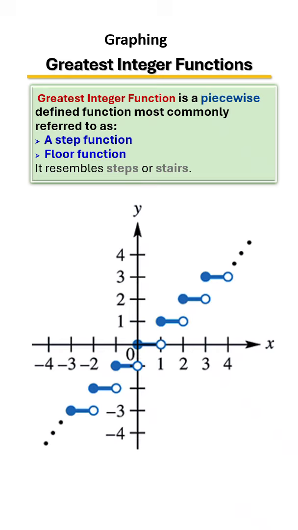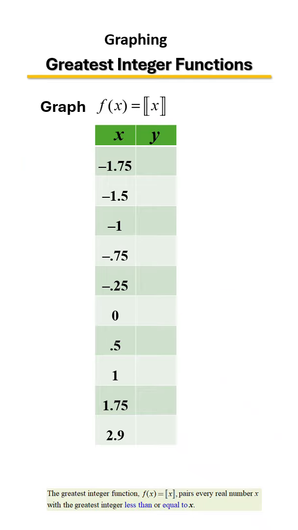The greatest integer function is also a piecewise defined function, and it's most commonly referred to as a step function or the floor function, simply because it resembles steps or stairs. So recall a few things about a greatest integer function.